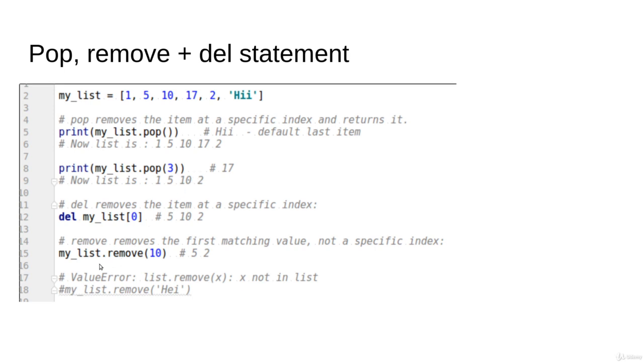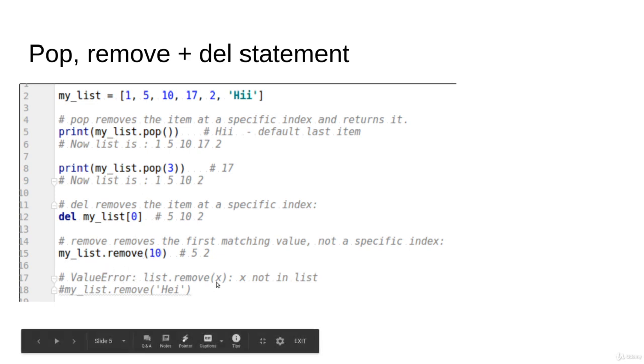The last thing here is the .remove function. The .remove function takes a value, not an index, and this is a common error. You give it a value, like here the list now is 5, 10, 2. You give it 10 and it's going to find the first 10 and remove it. So pop takes an index, remove takes a value. If you try to remove a value that doesn't exist, let's say remove hey, which doesn't exist here, you are going to get an error, ValueError.